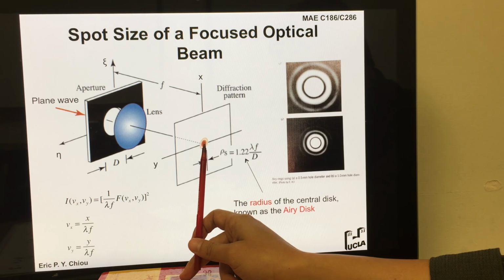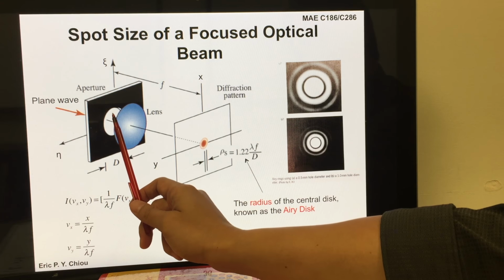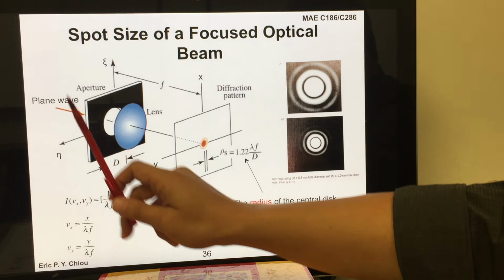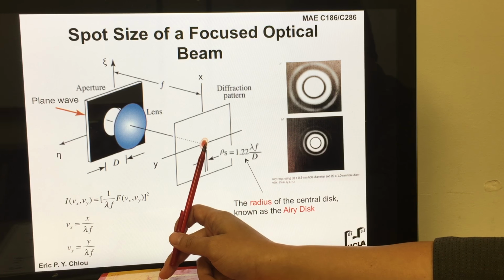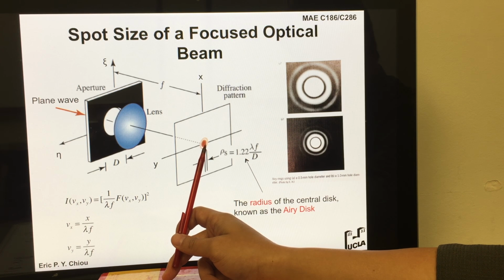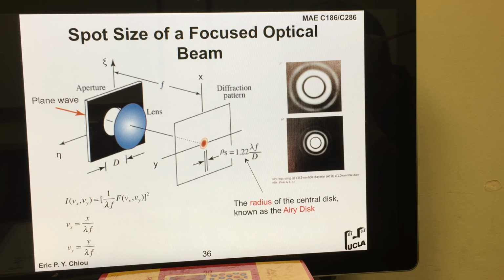What you need to do if you want to know what kind of pattern you're going to see in the focal plane is, whatever pattern you have here, you take the Fourier transform of that plane, and then you will know what you're going to see in this focal plane.